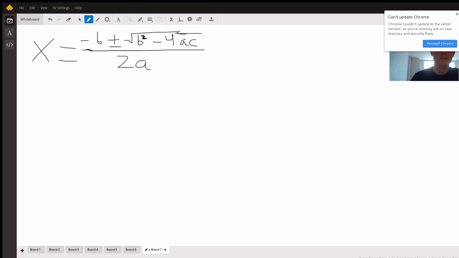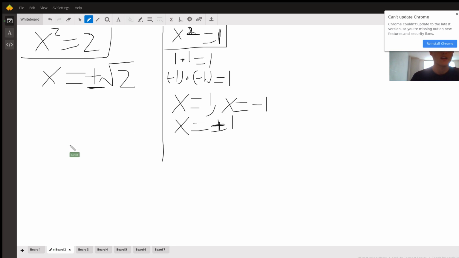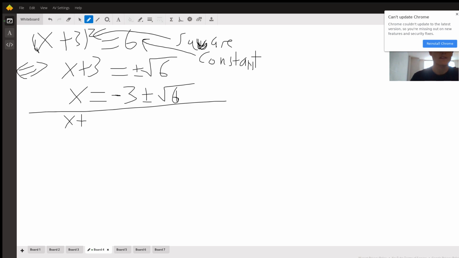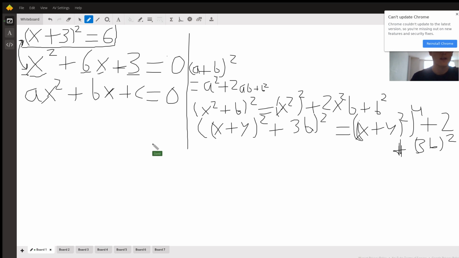I didn't prove it, but let's apply that to our given equation and check that we get the same answer, minus 3 plus or minus the square root of 6, that we got using the square root method. Okay, so our quadratic, written in the form ax squared plus bx plus c equals 0, is x squared plus 6x plus 3 equals 0. So a is 1, b is 6, c is 3, like we said.